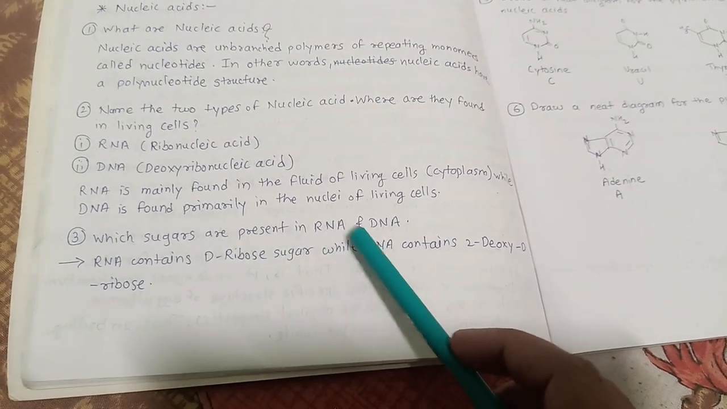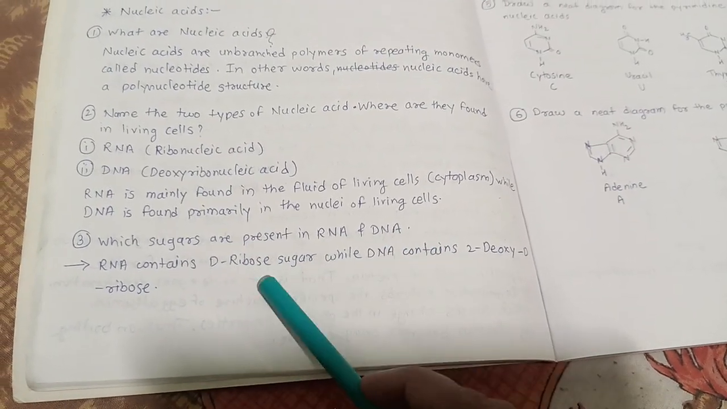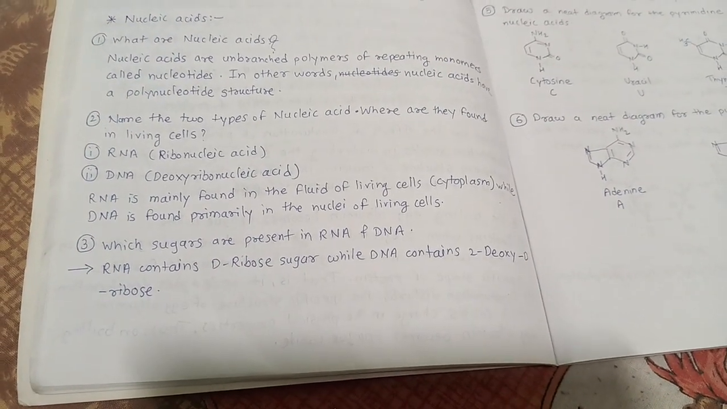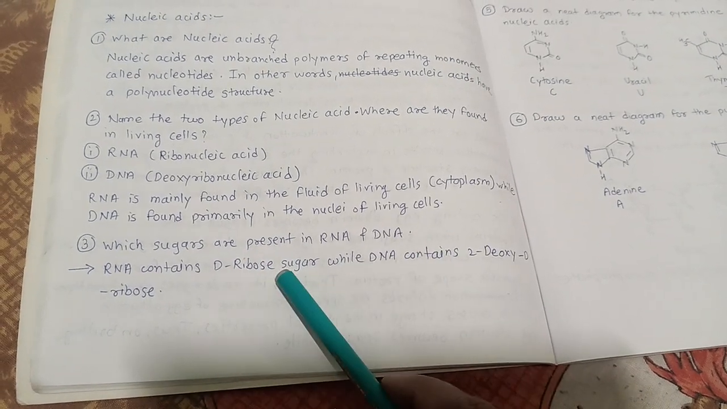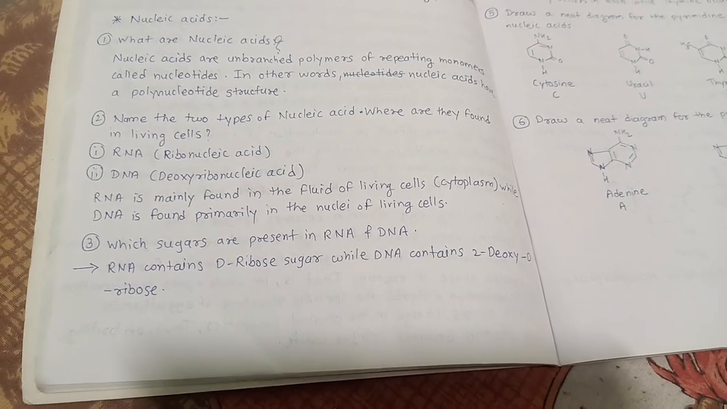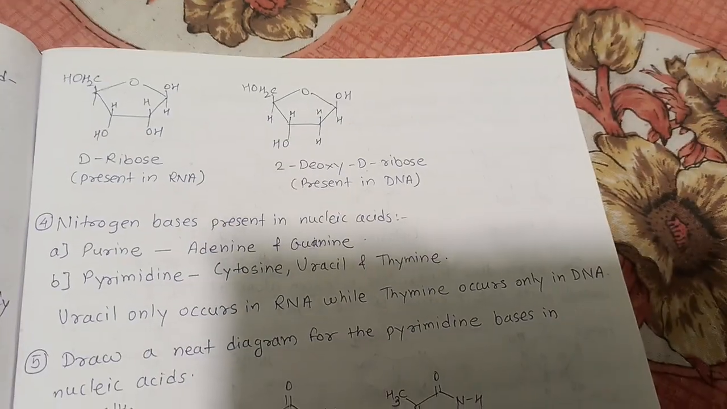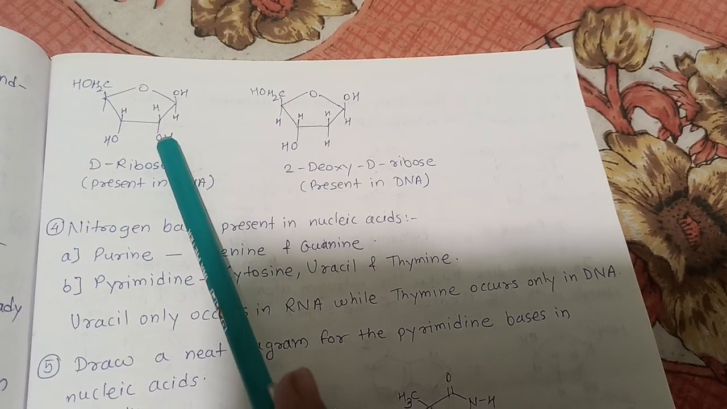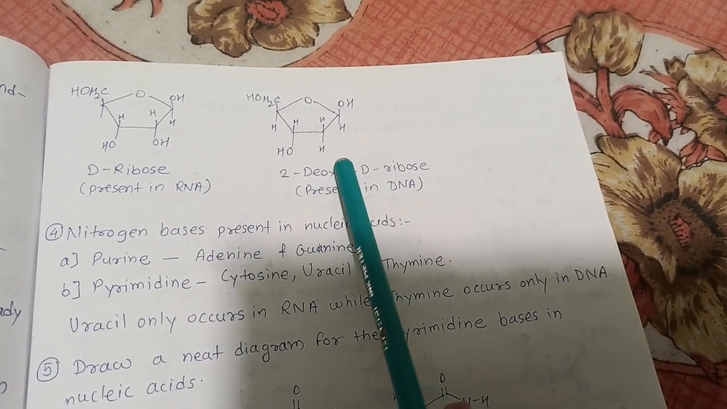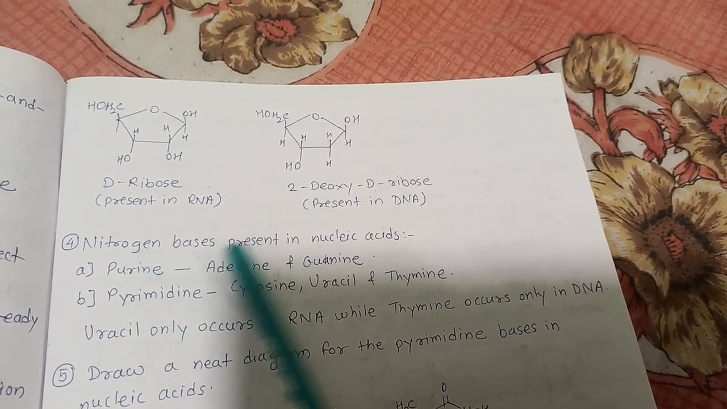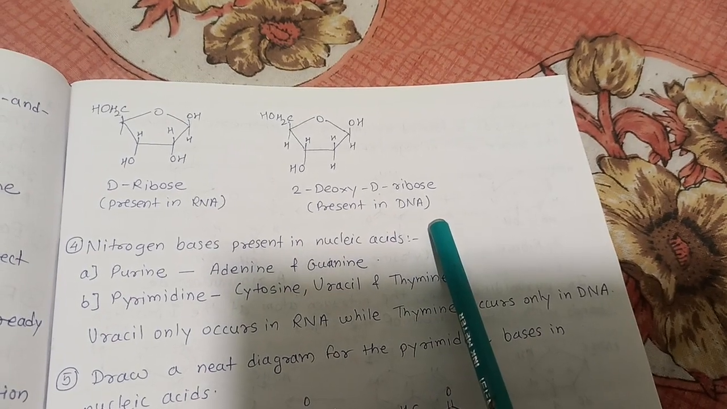Which sugars are present in RNA and DNA? So I have already told you that nucleotide contains three things: sugar, base and phosphoric acid. In RNA, sugar present is D-ribose sugar, while in DNA, sugar present is deoxyribose sugar. So these are the structures of ribose and deoxyribose sugars. Just you can replace this OH by H. Other things are same only in both the sugars. Ribose is present in RNA and deoxyribose is present in DNA.